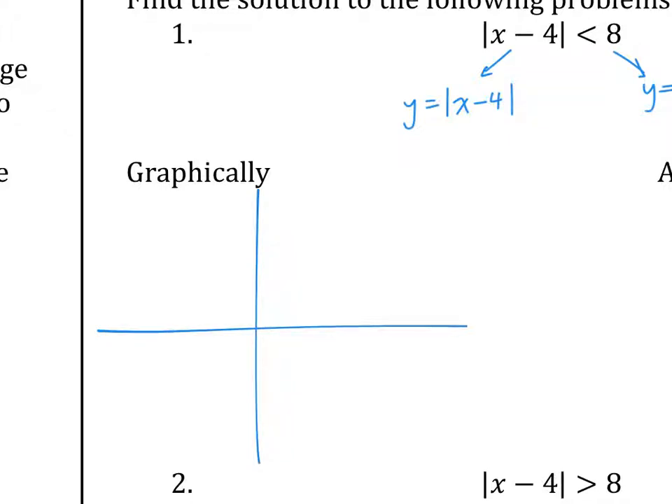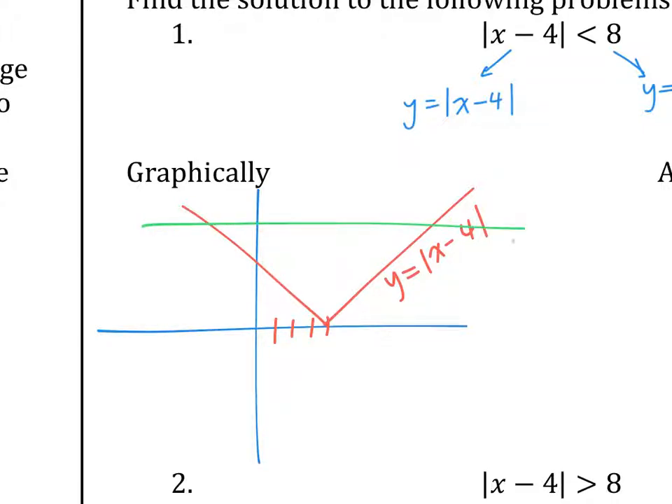So we have two functions. One is absolute value x minus 4, and hopefully you still remember transformation from last year. X minus 4 means we're moving to the right 4. And then we have this absolute value graph. Let's label this as y equals absolute value x minus 4. And then my other function is y equals 8. So let's say that y equals 8 is here.